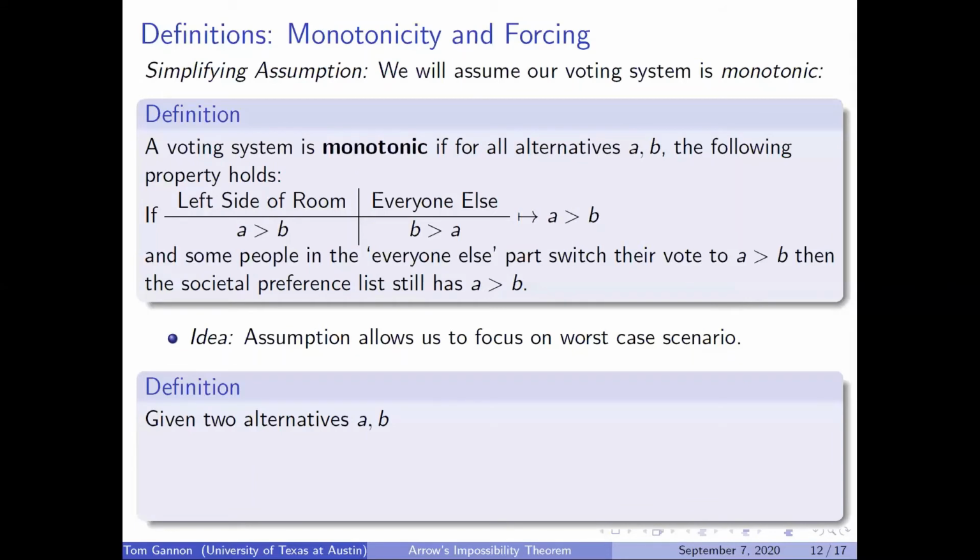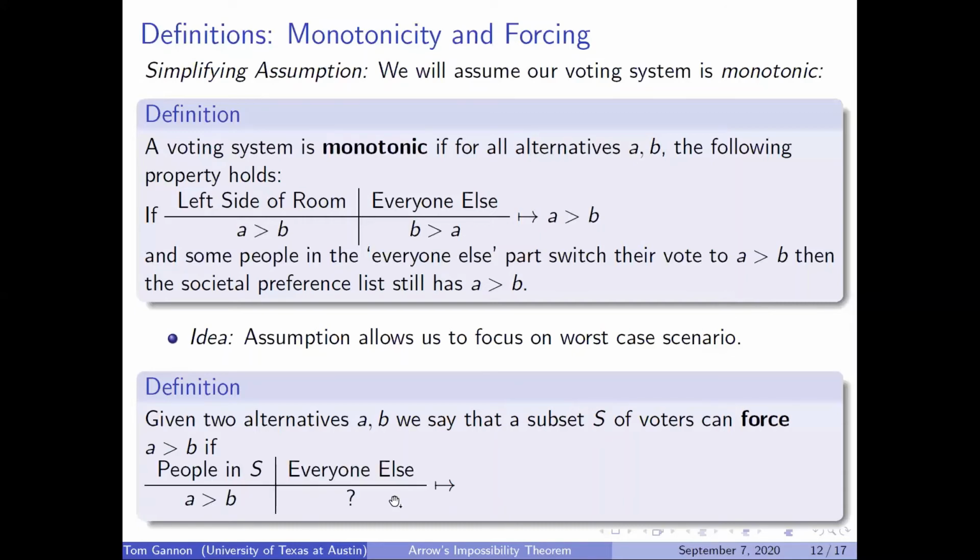I'm just going to make one more definition called forcing, which should feel intuitive. What I mean by that is not that you should easily understand it right now. What I mean is if you don't understand the definition of forcing and why it's called that, you should ask a question, because it's very easy to get lost in things that are quote unquote obvious. Believe me, I do that every day. Anyway, given two alternatives A and B, we say that a subset of voters S can force A over B if everybody in S votes A over B, no matter what everyone else votes. What should we get in the societal preference list for this definition? A over B. Absolutely, right? If they force A over B, it doesn't matter what everyone else votes, they get A over B. So that's the definition of forcing. Are there any questions on forcing?